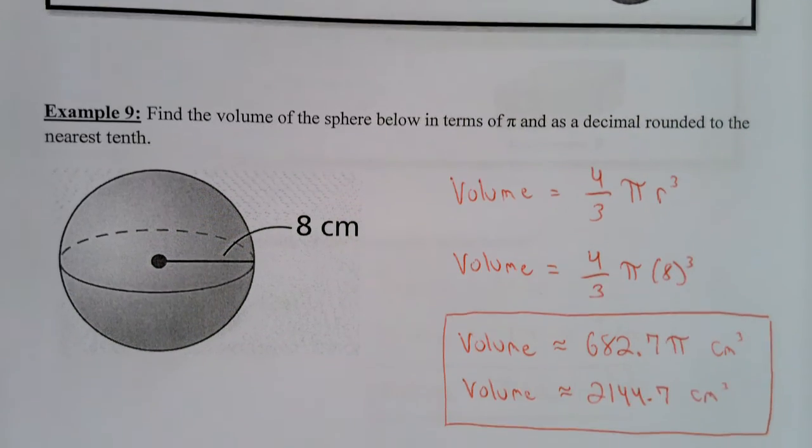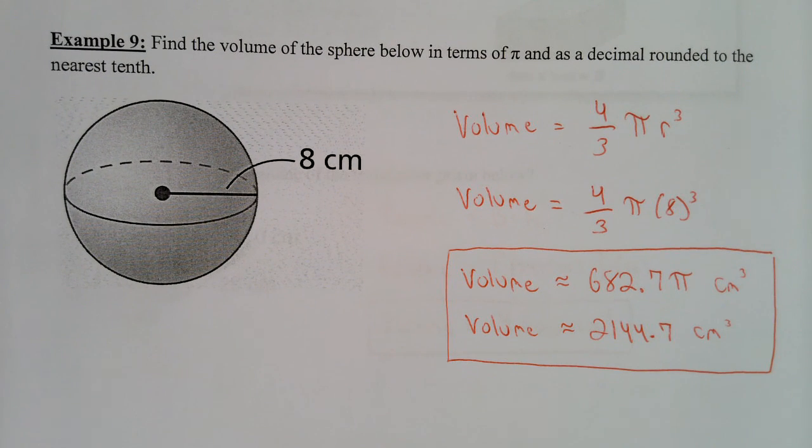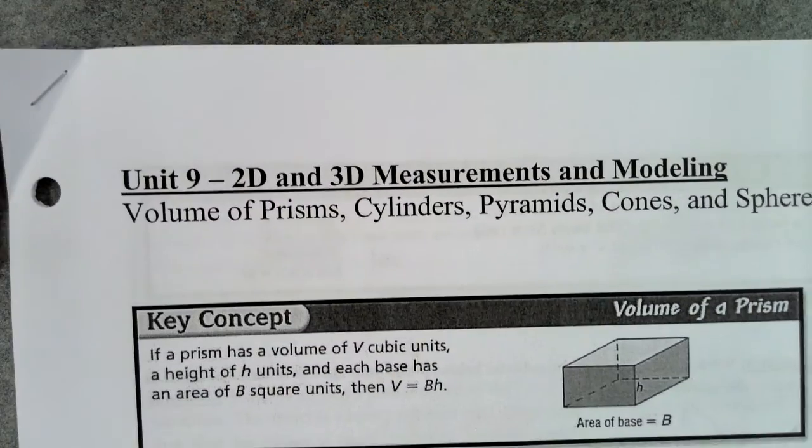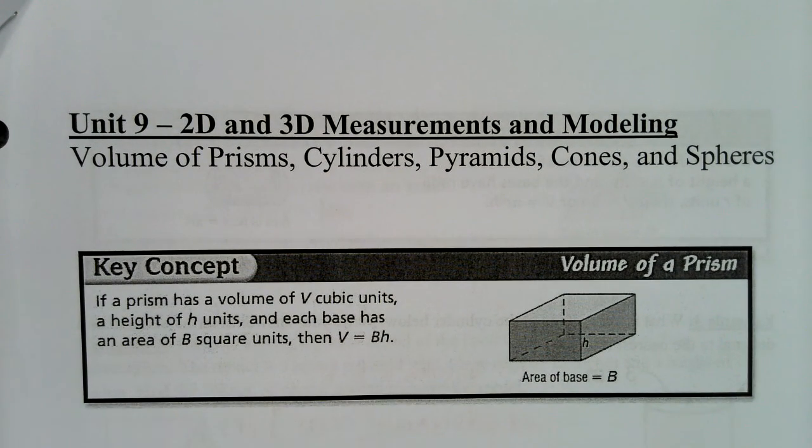Okay. 2,144.7 centimeters cubed. And that's the end of that lesson. It was a lot. We did the volume of 5 figures: prisms, cylinders, pyramids, cones, and spheres.